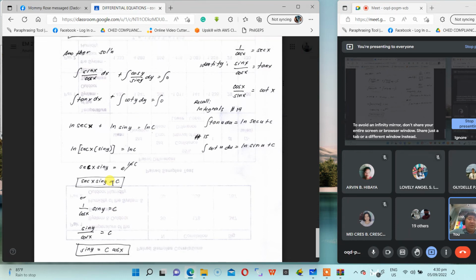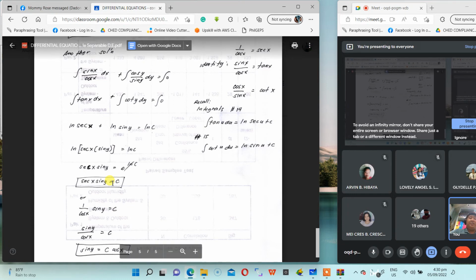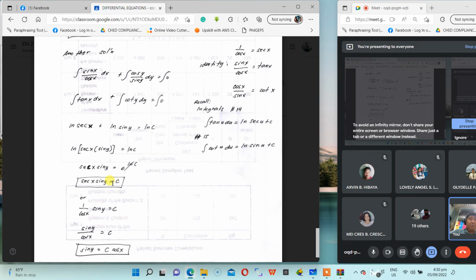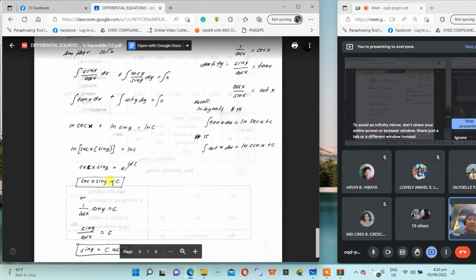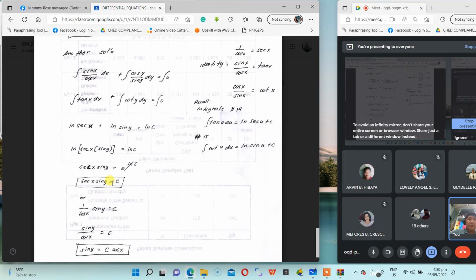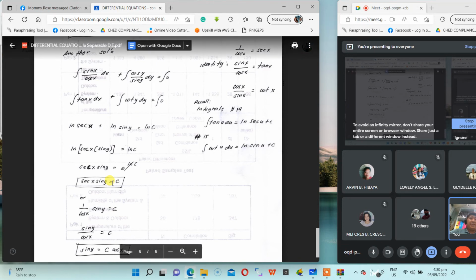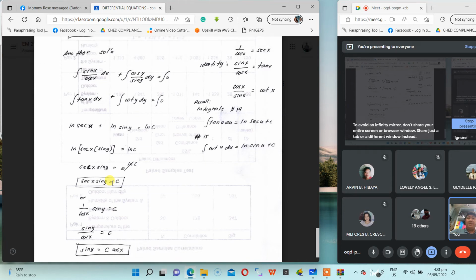In your integral calculus, these are integral number 14 and 15 in the Peterson's book. I'm sure this is discussed in your integral calculus, 100% sure. The integral of tangent u is equivalent to ln secant u plus c, and the integral of cotangent u is equivalent to ln sin u plus c. So if you memorize the identities, then that is much easier.